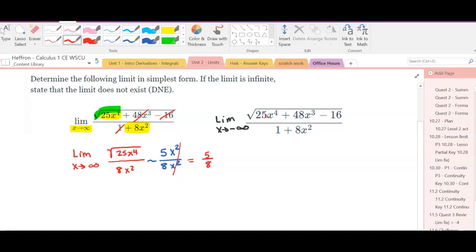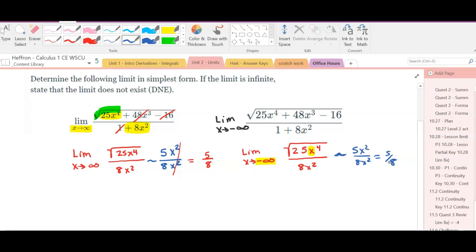Okay, now let's look at this one here. In this case, we're looking at negative infinity, so everything's going to be the same, except we're going to be plugging in a big negative number. And so when I plug in a big negative number here, and I take it to the fourth power, it's going to remain positive. And I can take the square root of a positive number, so I'm still going to get 5x squared over 8x squared, which would be 5/8.